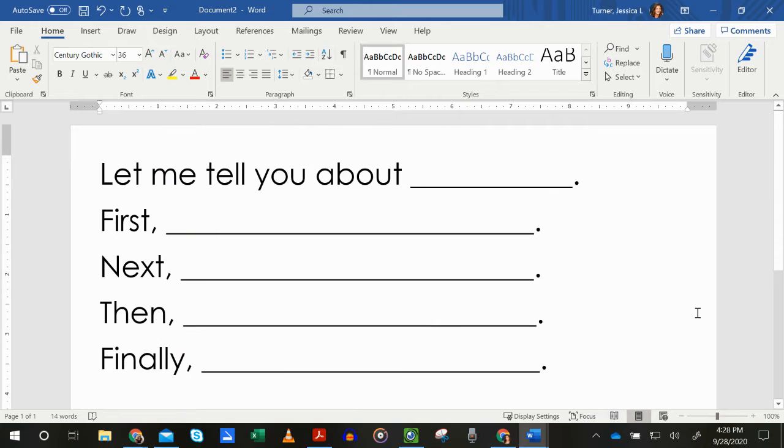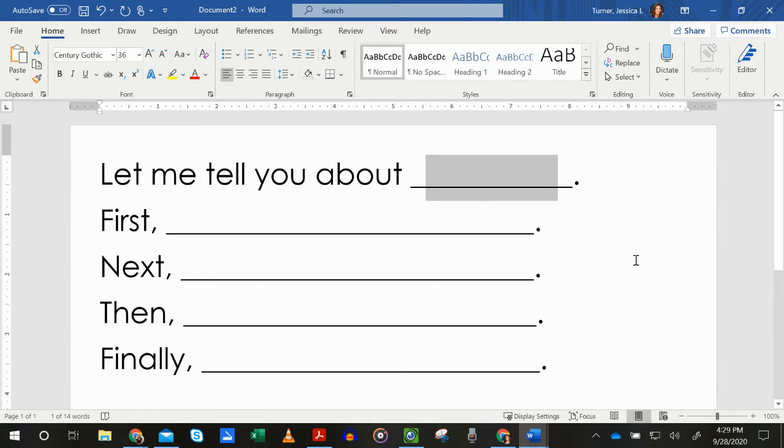Okay, so this is our format. Let me tell you about blank. And then we put the events in order. First, blank, next, blank, then blank, and finally blank. And our goal is to have at least two things that happened, but even better if there's three, because then we show an ending. And four would be giving ourselves a challenge.